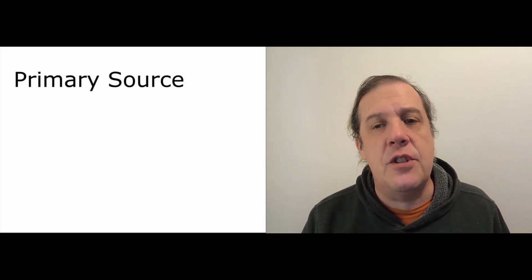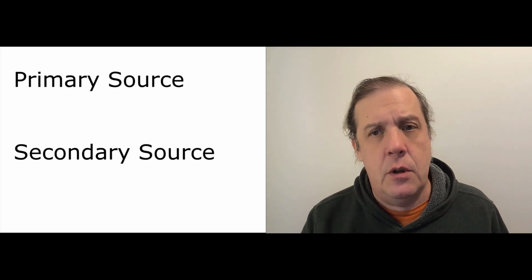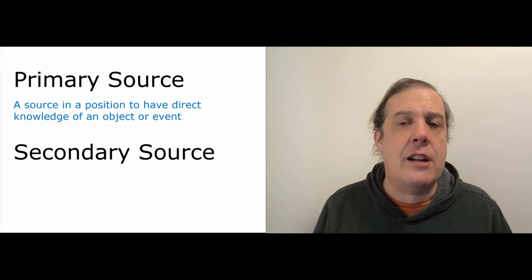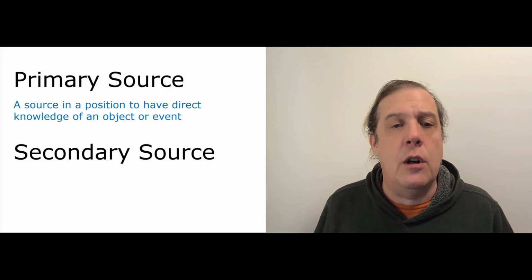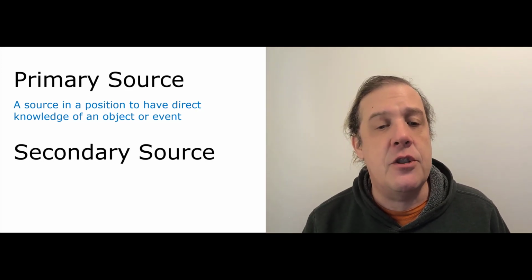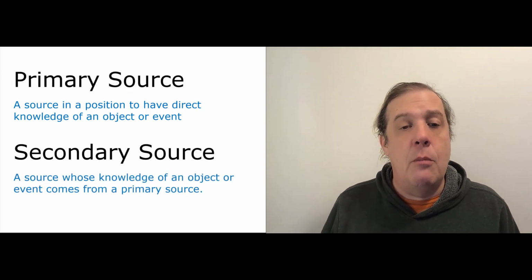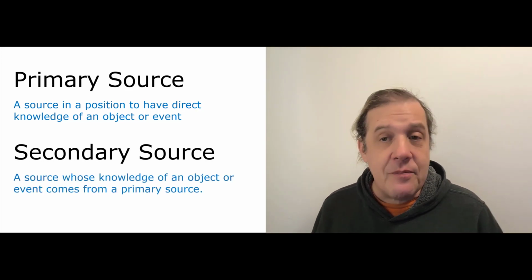Mostly it's funny. So, all right, I want to talk about levels of sources. This is important. You probably got this lesson in high school history, and I just want to reinforce it. You've got primary sources and secondary sources. The primary source is a source in a position to have direct knowledge of an object or event, and a secondary source is one that is relying on primary sources, right?